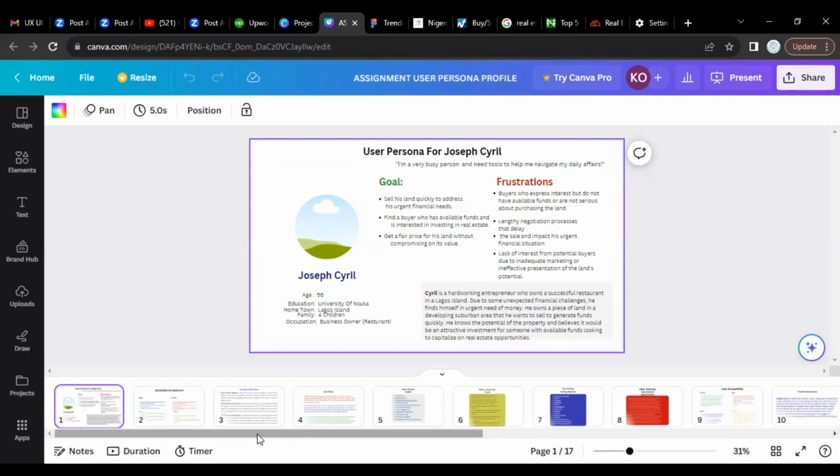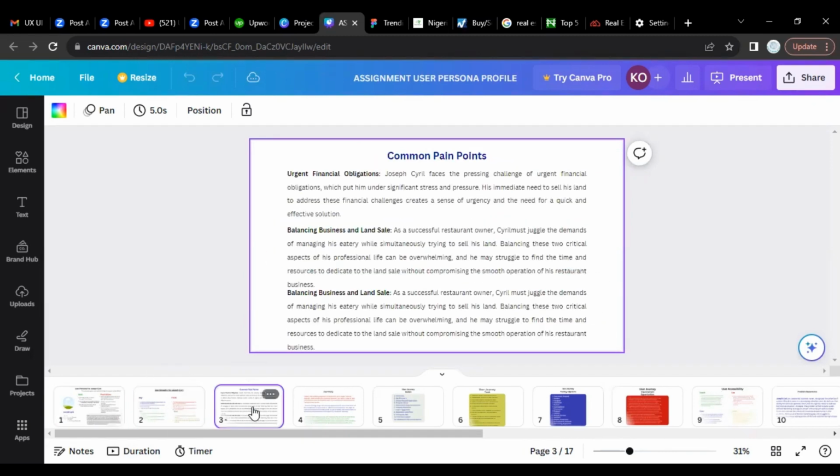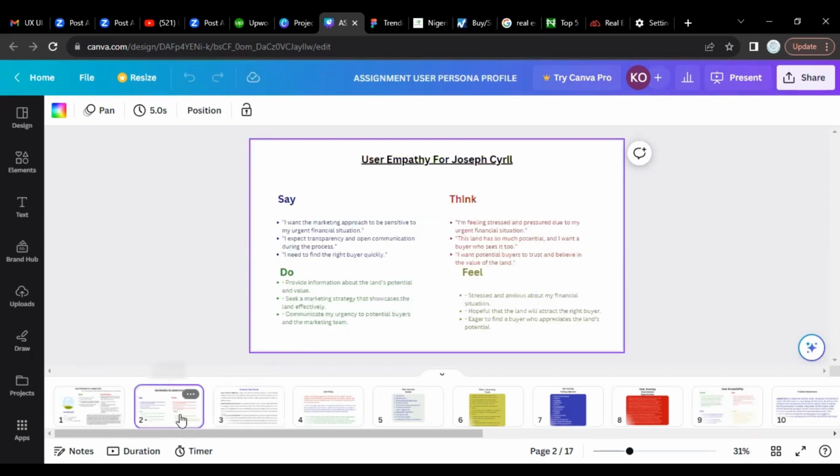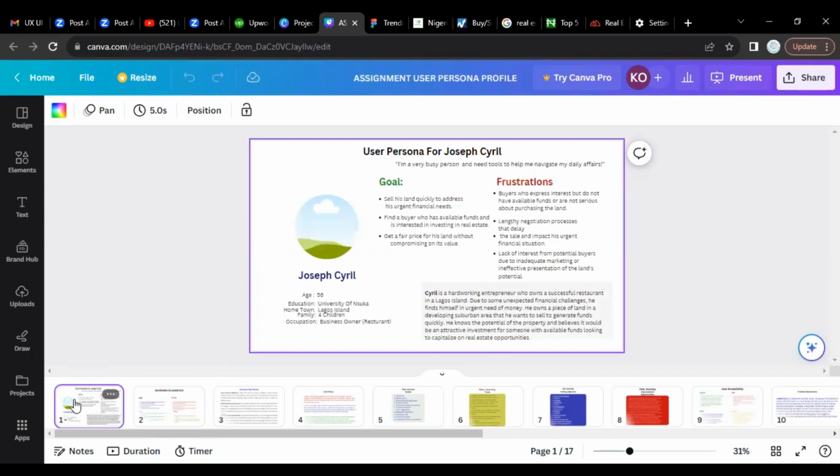If we go further, this person is a business owner running a restaurant business. He ran into financial trouble, so he needed urgent financial help. He has a land, and he wants to sell the land quickly and address his financial need. So this is his goal. He needs to sell the land because of the urgent financial need.